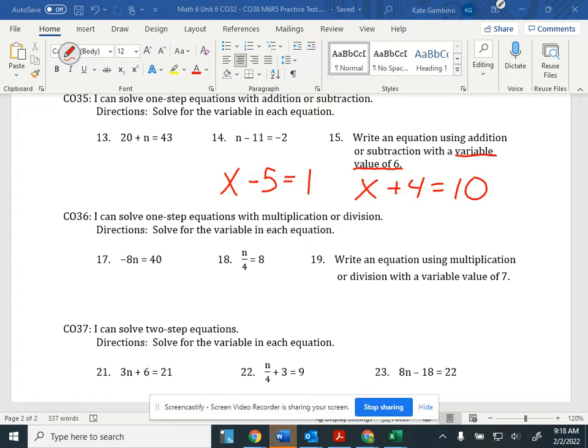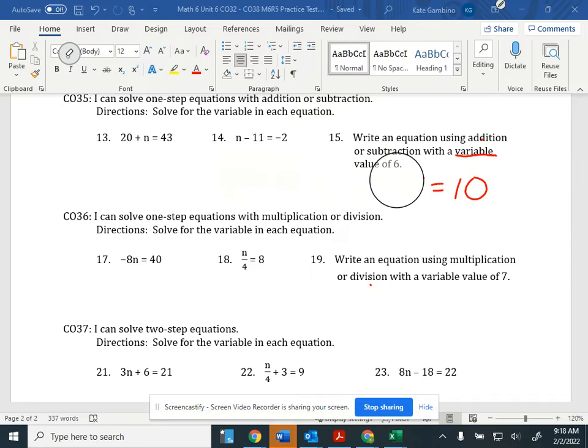Make an equation using that value. If you're adding or subtracting, make sure your equation has adding or subtracting. When we're multiplying or dividing, make sure your equation's multiplying or dividing. You would be surprised how many of us do adding and subtracting up here and then do adding and subtracting down there. Make sure you're following the directions.